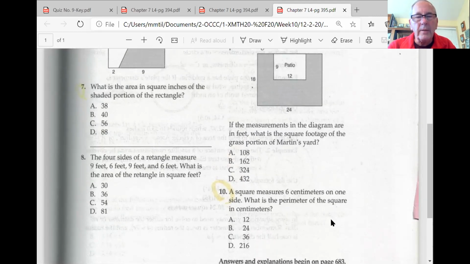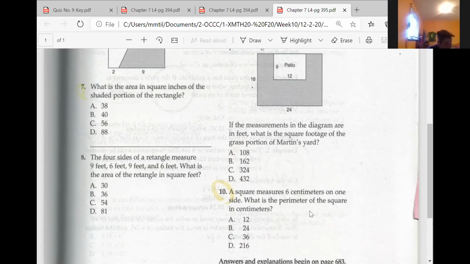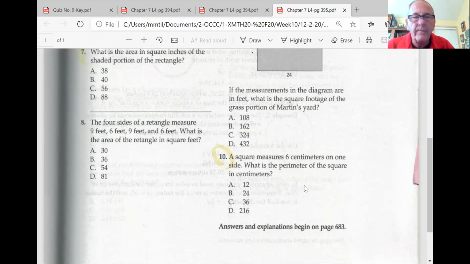Look at number 10. A square measures 6 centimeters on one side. What's the perimeter of the square in centimeters? What would that be? 4 times 6. Is that what it says? Yep, that would be the answer, because each side is 6, so it's got to be 24.